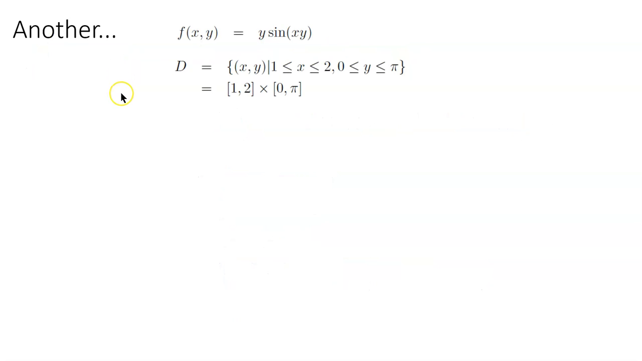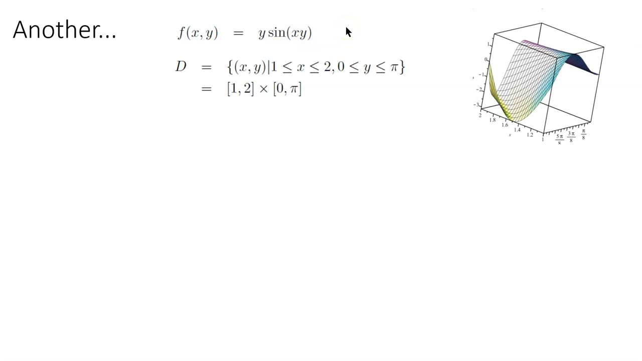Suppose we have y times sine of xy. That's a picture of my surface. It's kind of crazy. It looks like I've got positives and negatives, so I don't know what the answer is going to be. We'll just have to check it out. The rectangle I care about is x is between 1 and 2, y is between 0 and pi. This is just a more compact way of writing all this.